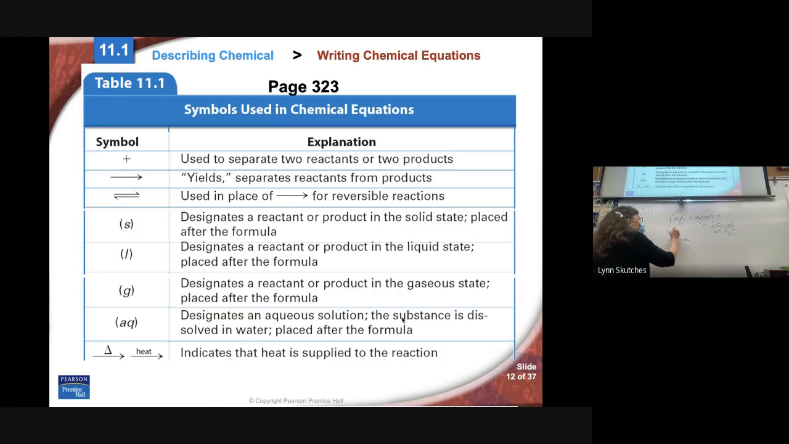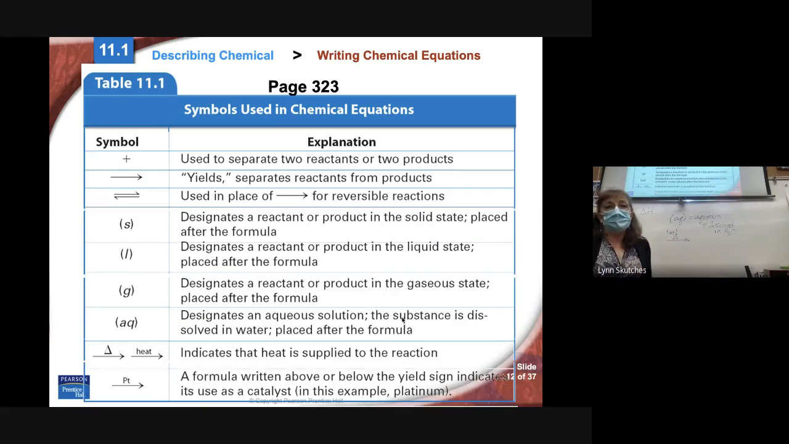Sometimes we write the word, but we kind of don't like words in chemistry. We like symbols and shorthand things. So delta is usually used. And then the other thing that will go over the arrow occasionally is if you need a catalyst. And platinum, for some weird reason, is a really good catalyst for a whole bunch of reactions. In your catalytic converter in your car's exhaust system, the little beads that are in that are coated with platinum.